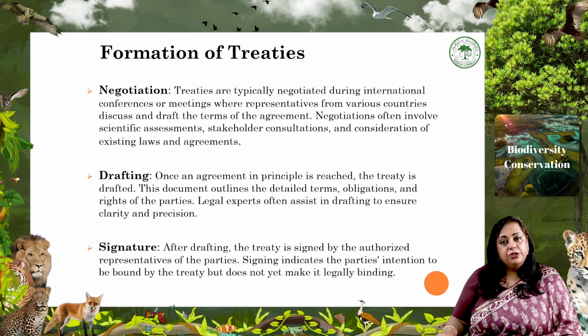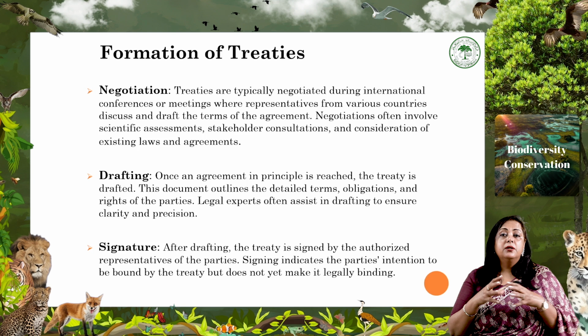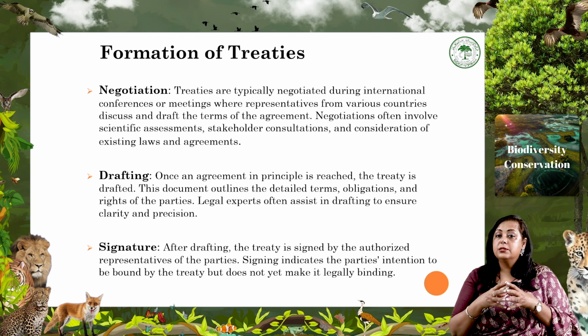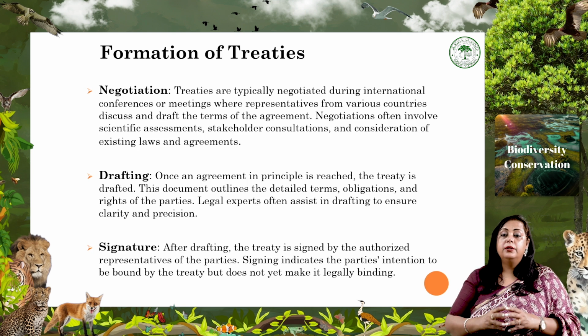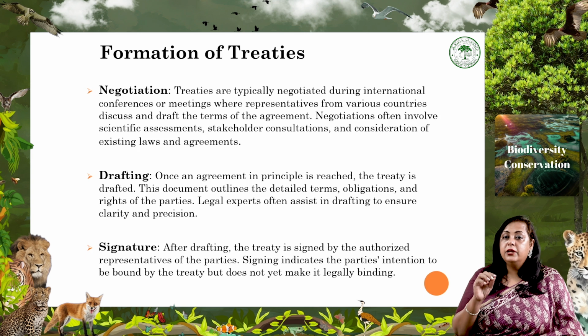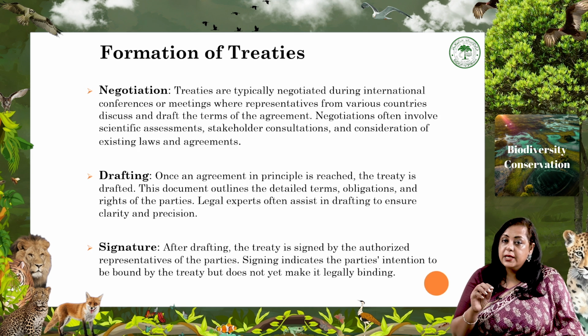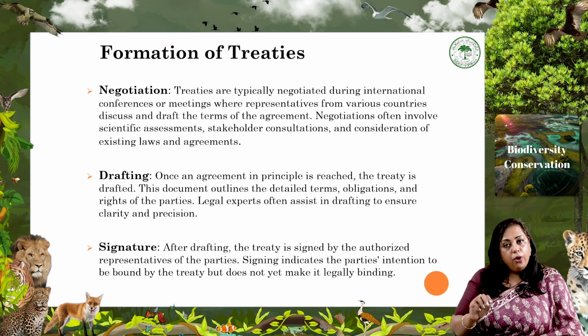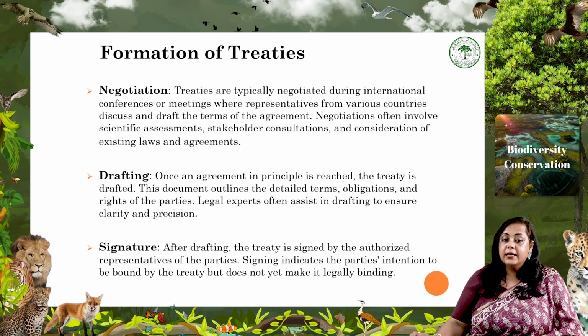After the negotiation, if two or more countries agree upon something, they pen down the do's and don'ts. The second step is the drafting. We have to pen down all the negotiations. Once an agreement in principle is reached, the treaty is drafted.